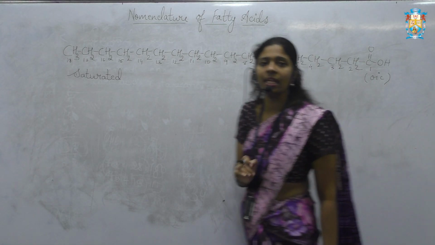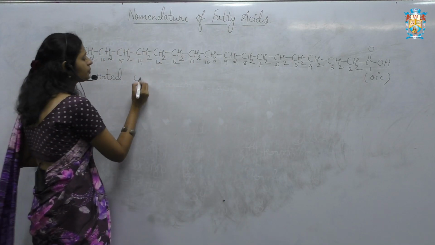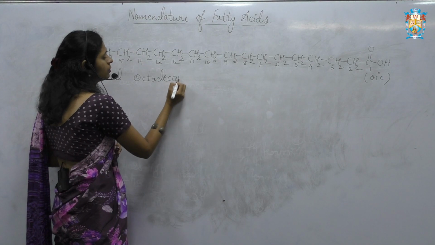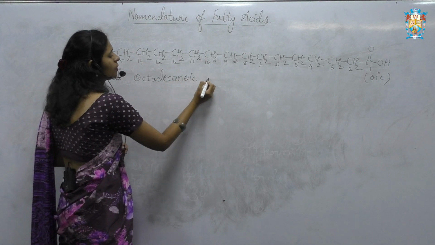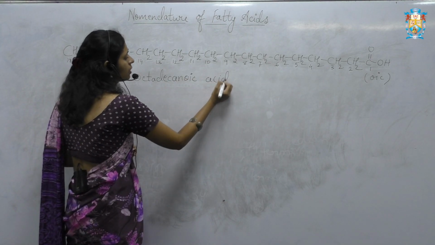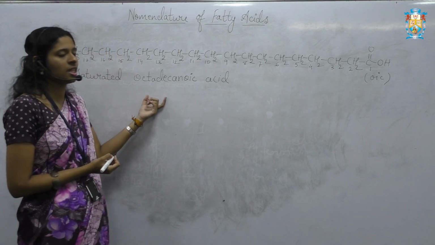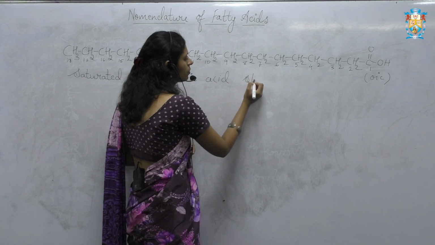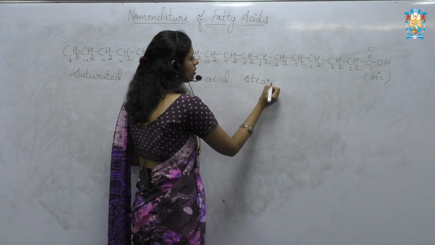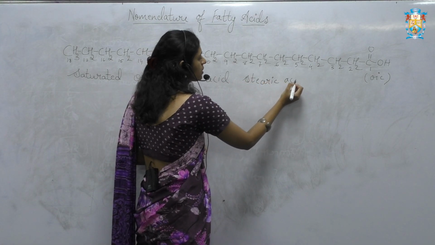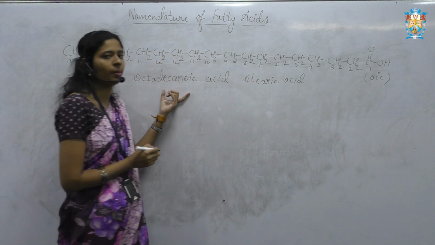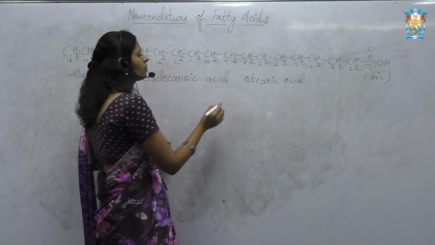So hence we write the name, that is octadecanoic acid. So this is the IUPAC name, and the common name for this will be stearic acid. So this will be the common name and this will be the IUPAC name.